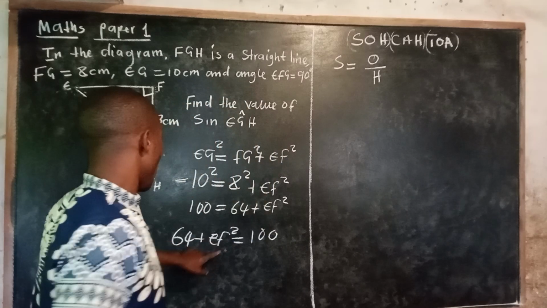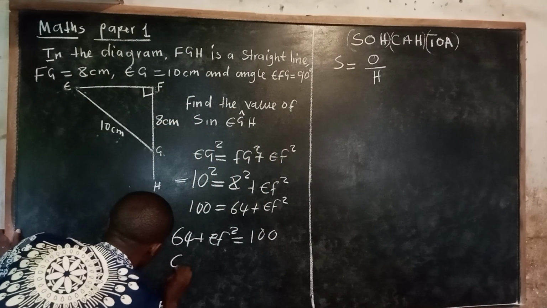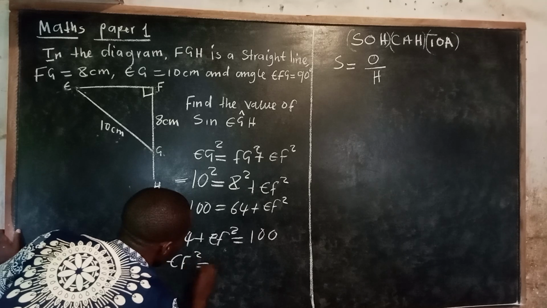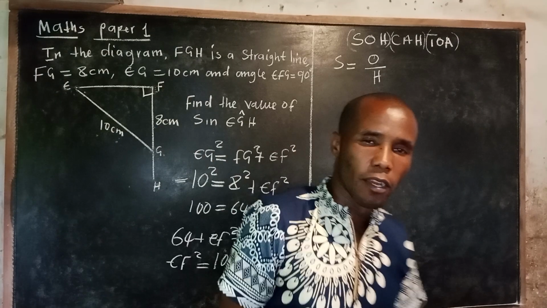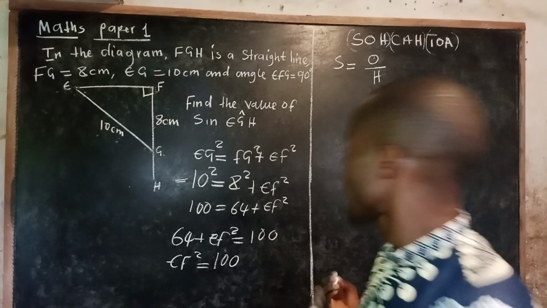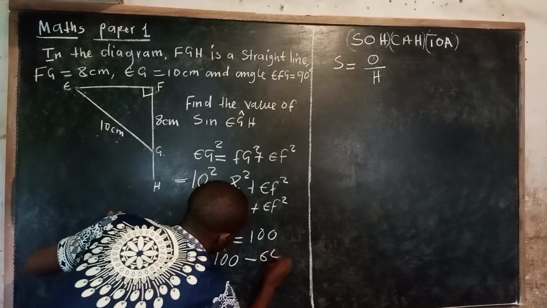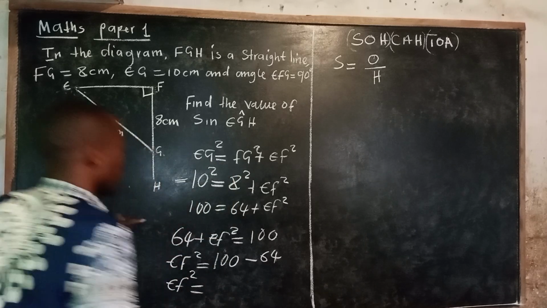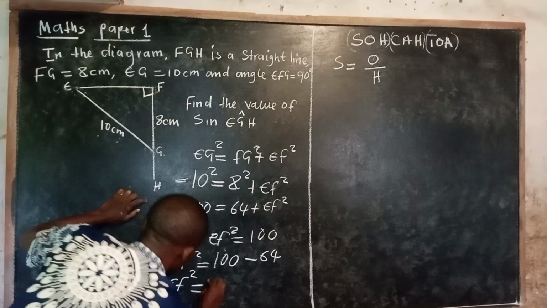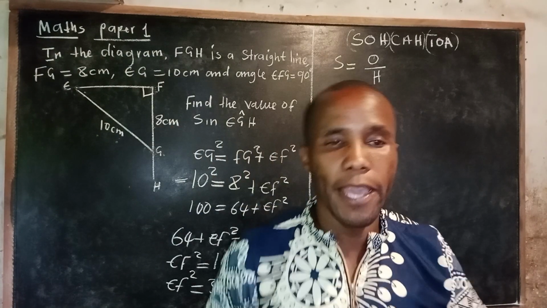So now from there, we are trying to collect the like terms. EF squared is equal to 100, and this 64 is positive, so when it crosses the equal sign, it becomes negative. So here it will be negative 64. EF squared is equal to 100 minus 64. The answer is 36.